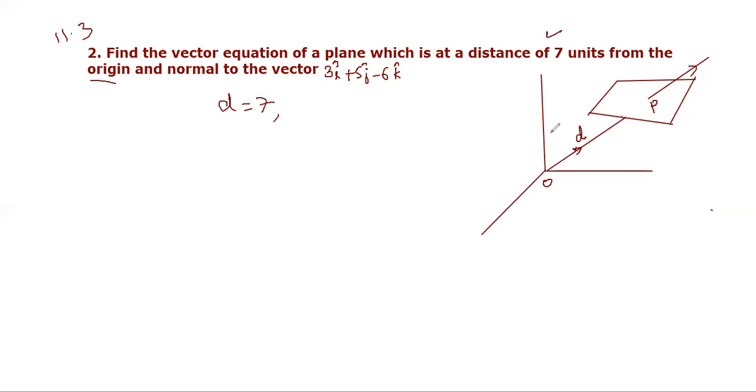And normal to the plane. This is not the unit normal. This point is very important. Normal means any normal on this plane. This is a normal to the plane.